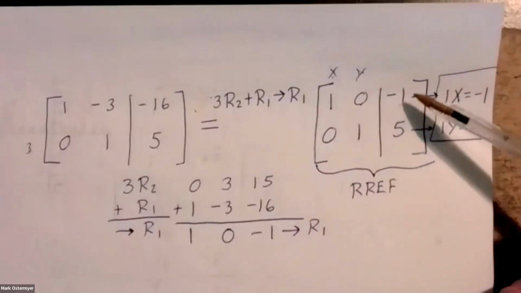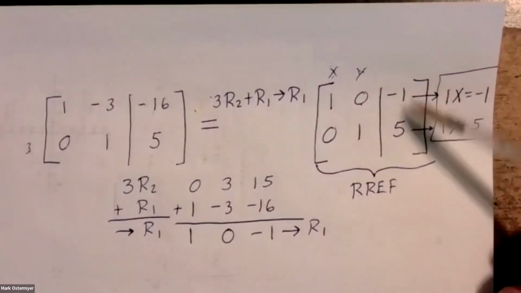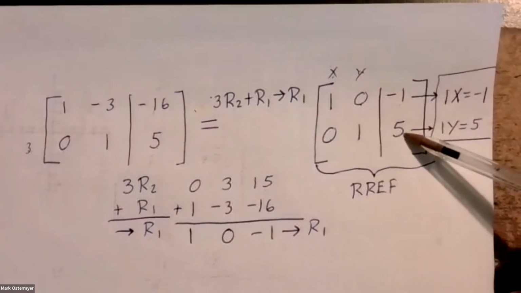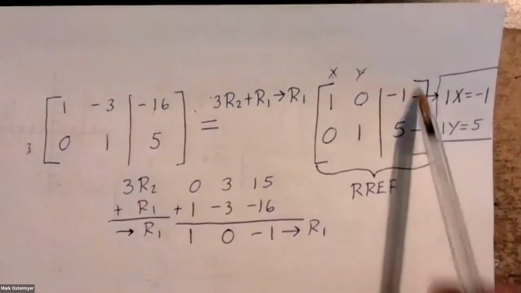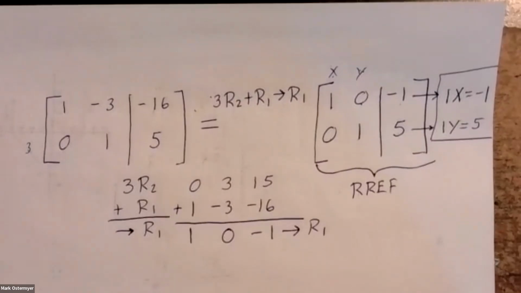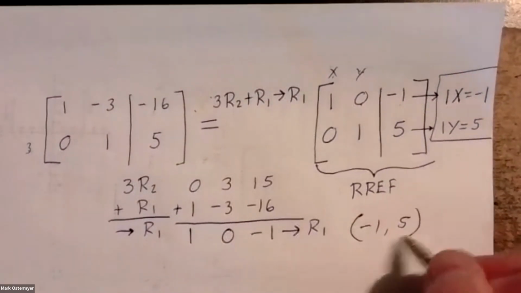In other words, your solution appears in the rightmost column. You can just read it off. That is your ordered pair solution. There's your x coordinate. There's your y coordinate. See the nice thing about getting your matrix into reduced row echelon form? Yes, it's more work, but the payoff in the end is extremely attractive. We get the same solution of -1, 5.